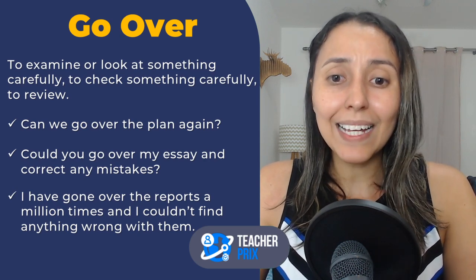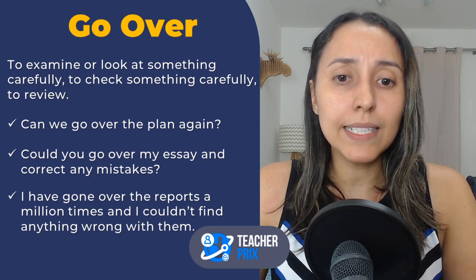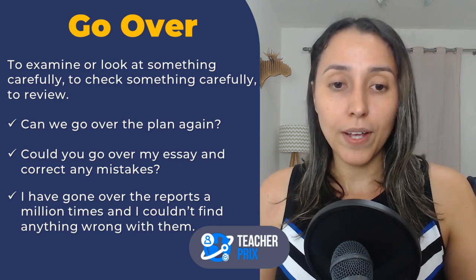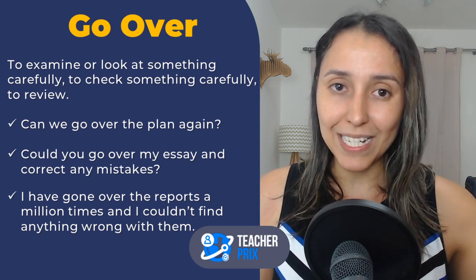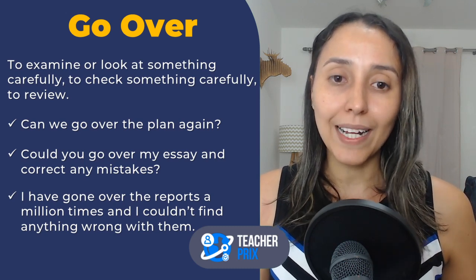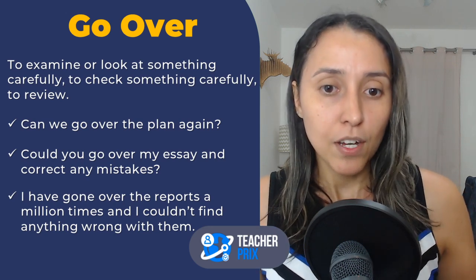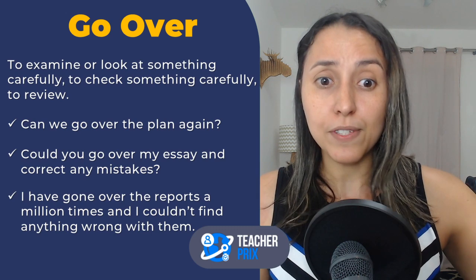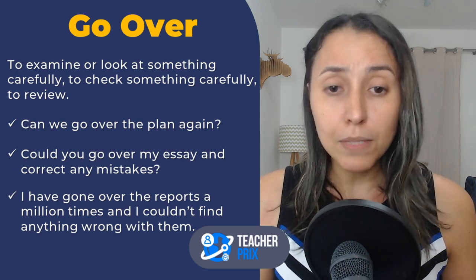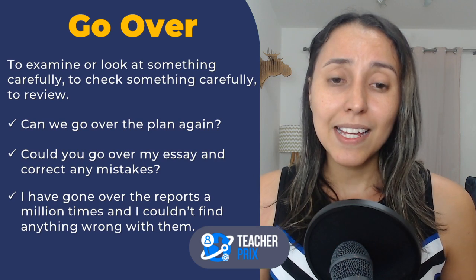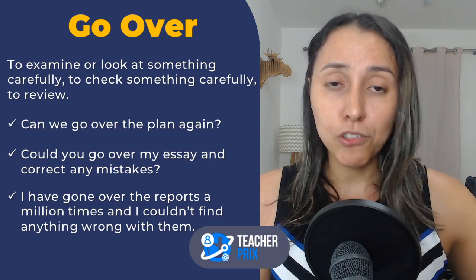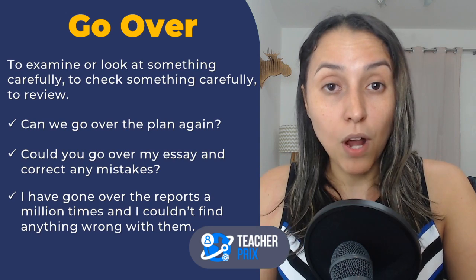Another example, I have gone over the reports a million times and I couldn't find anything wrong with them. So here, what am I trying to say? I'm using present perfect. If you don't know present perfect, I have 3 or 4 lessons about present perfect here on my channel, so check it out. So I have gone over, I have checked, I have reviewed, I have examined very carefully the reports. And here I emphasize a million times, I have checked the reports, I have examined the reports very carefully a million times, and I could not find anything wrong with them. So I didn't find anything wrong with the reports, but I reviewed, I checked, I examined, but nothing wrong with them, okay?